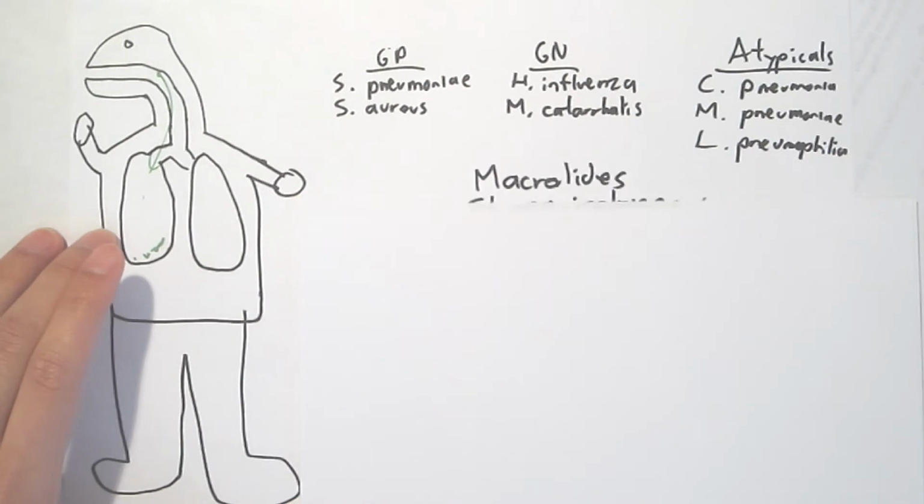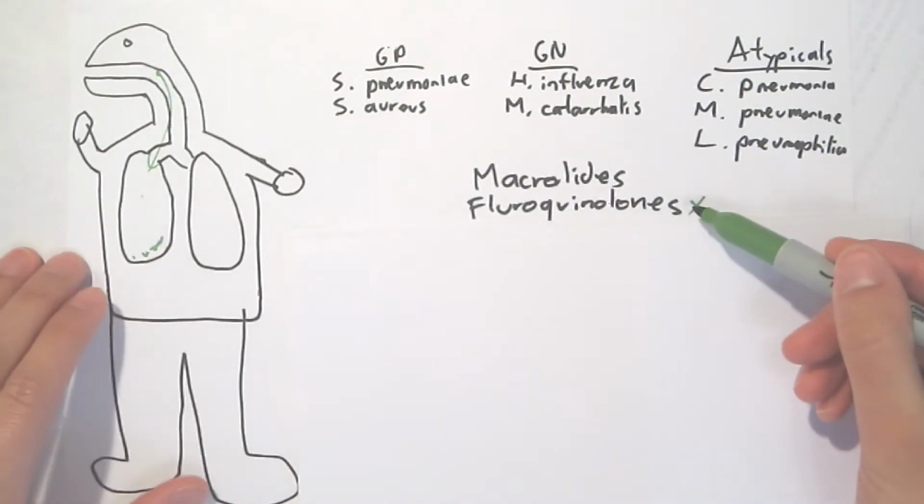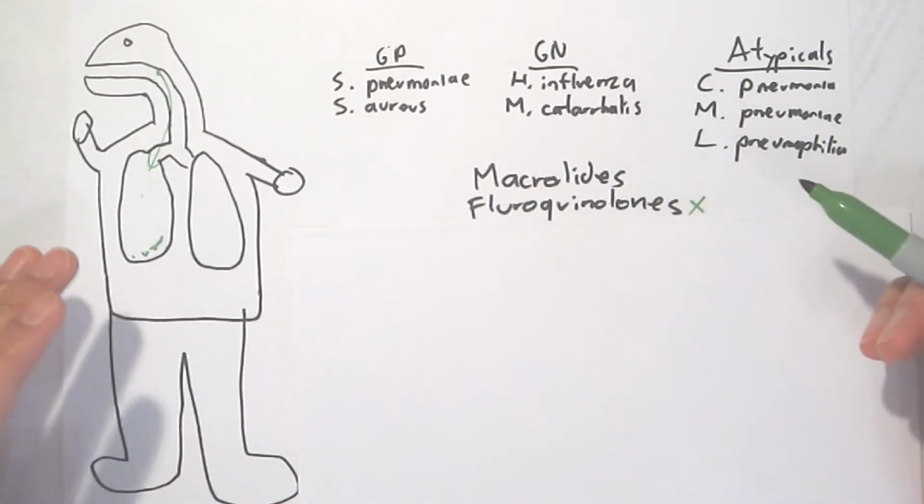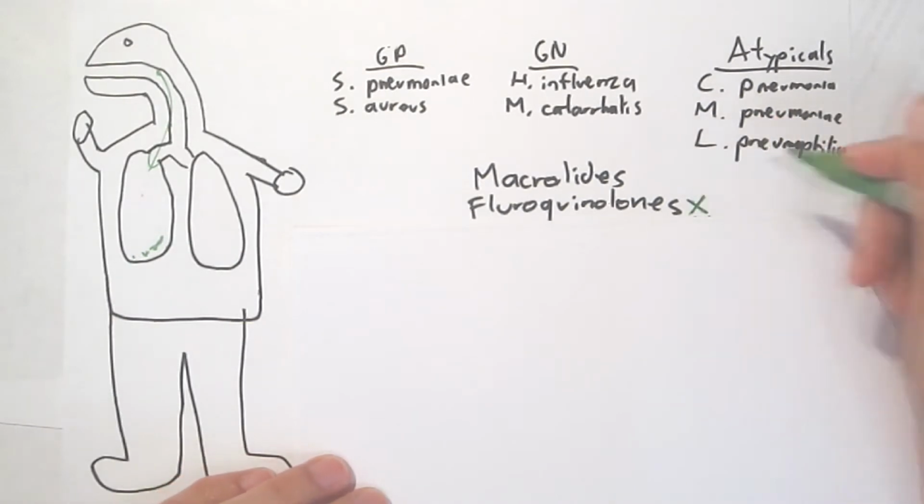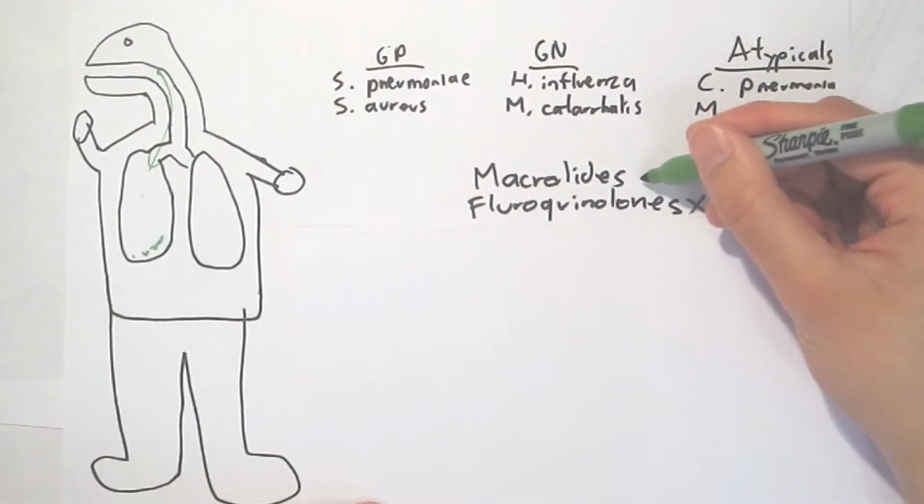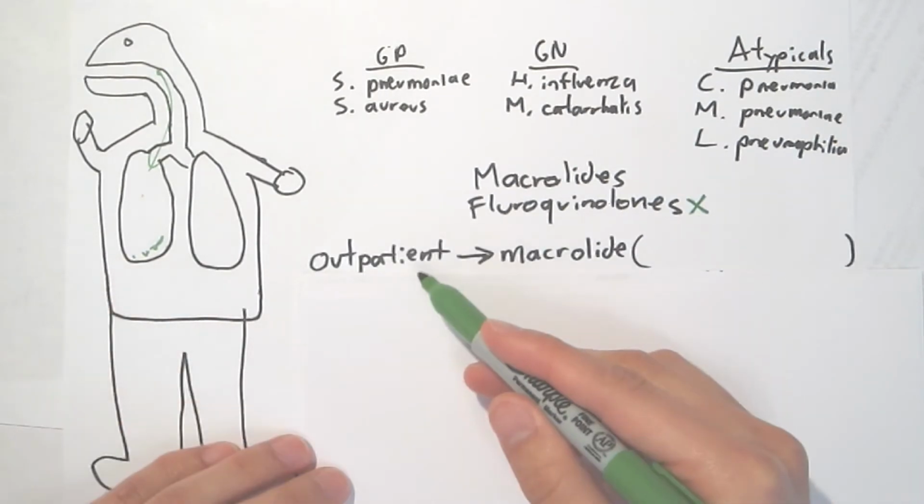So what is the agent? Well, we have macrolide and fluoroquinolone. Now, before, fluoroquinolones were the drug of choice, but no longer first choice because they cause side effects such as joint pain, headache, and seizures. You will still see a lot of doctors prescribe fluoroquinolones, but macrolides are the drug of choice now. So for our outpatient, we're going to give them a macrolide.